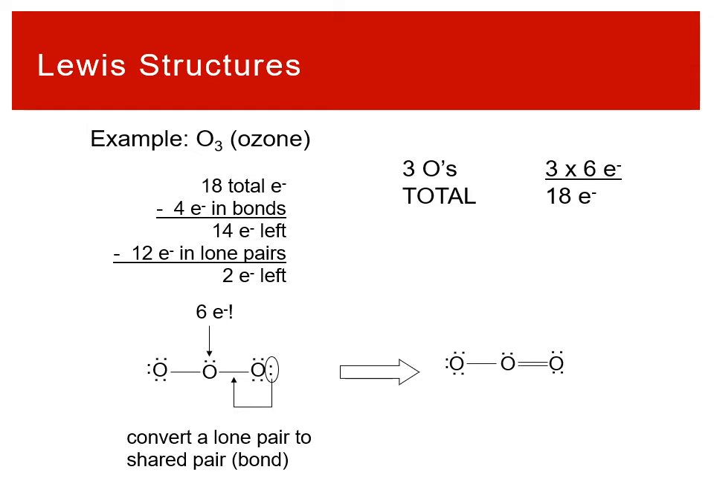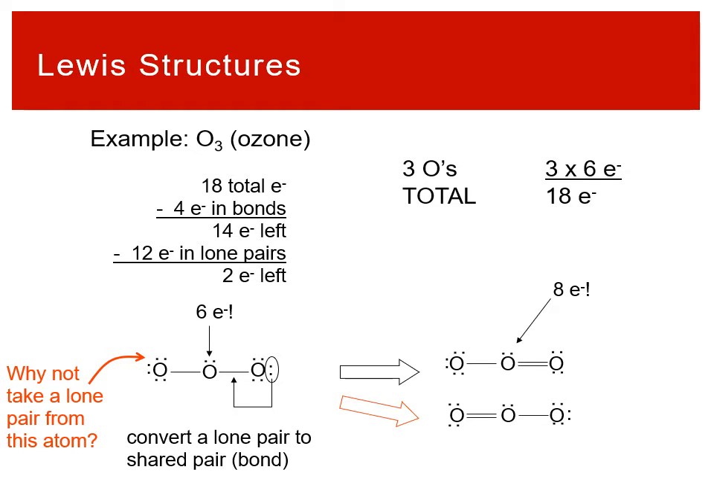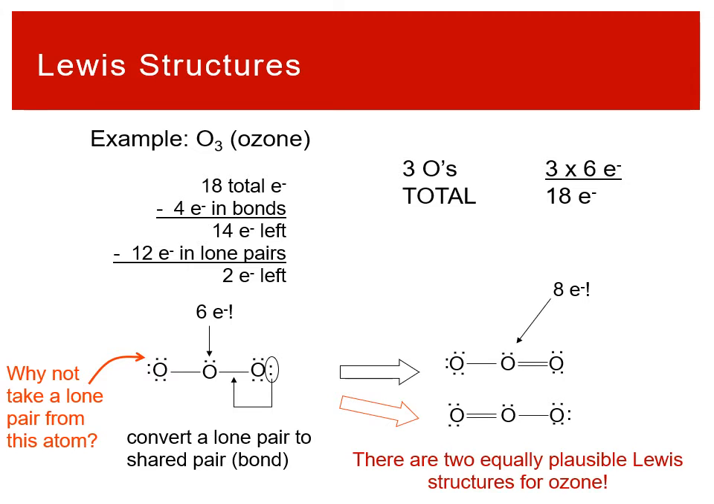But one of the things I can ask is, why did I take the lone pair from the oxygen atom on the right? Why didn't I take it from the oxygen atom on the left? That could have worked, and I could have ended up with this molecule, where the oxygen has a double bond to the other oxygen, and a single bond to the one I just double bonded to. Does that work? Which one of those is better? Is there a preference there? What's going on here? Both of these are plausible.